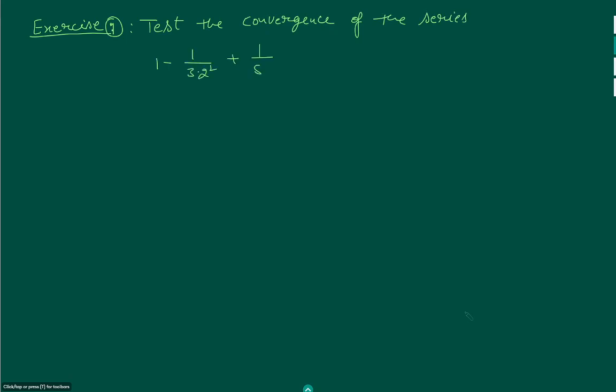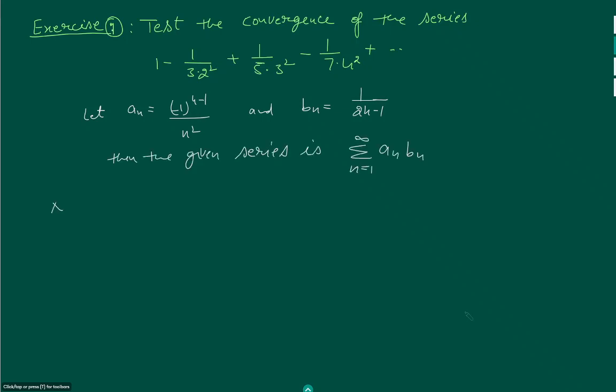So the first exercise that we do is this: test the convergence of the series 1 minus 1 over 3 into 2 square plus 1 over 5 3 square minus 1 over 7 4 square, and so on. All right. So we have to test the convergence of this series. So let a_n be equal to (-1)^(n-1) over n square, and let b_n be equal to 1 over 2n minus 1. Then this series can be written as summation a_n b_n, n varies from 1 to infinity.